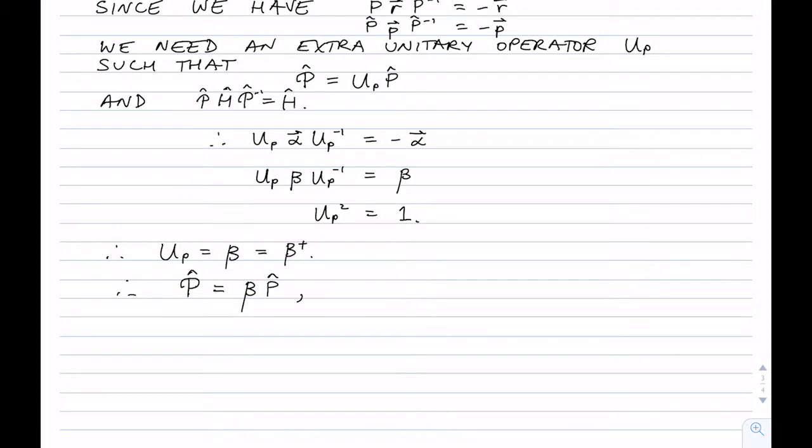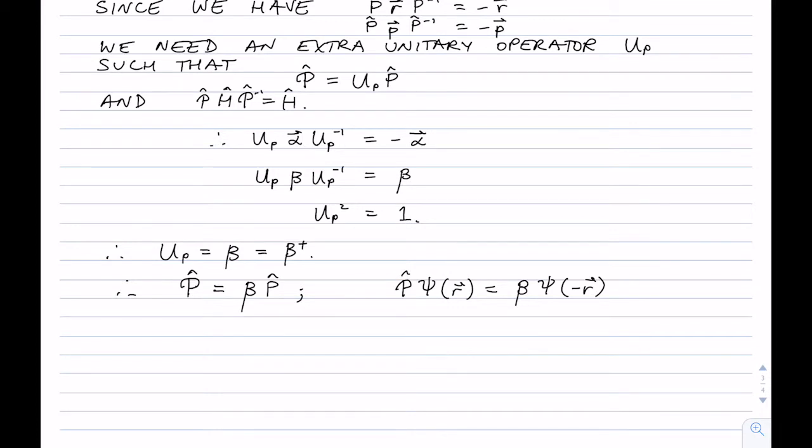And curly P applied to some wave function psi of R is equal to beta times psi of minus R. Okay? So that defines our parity operator for the Dirac equation.